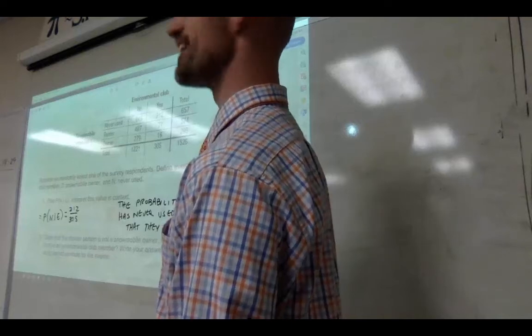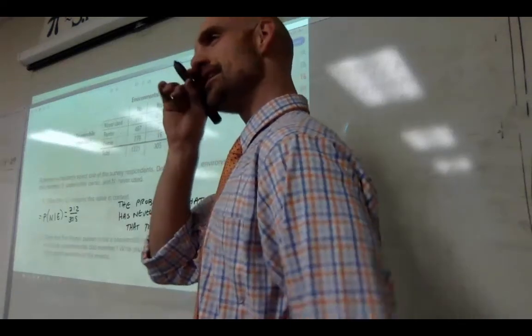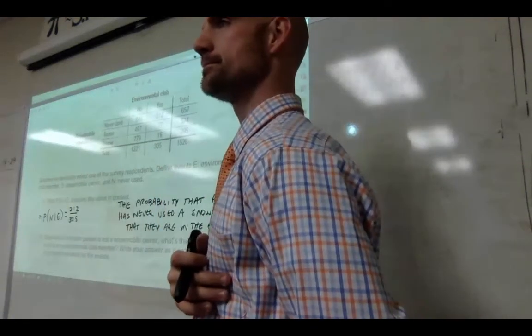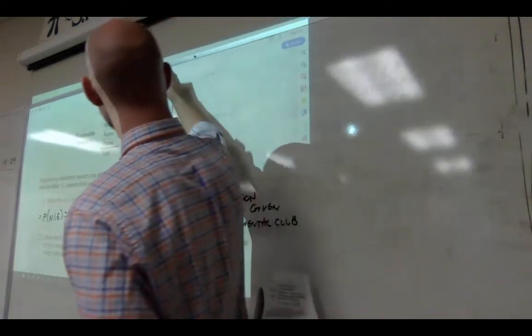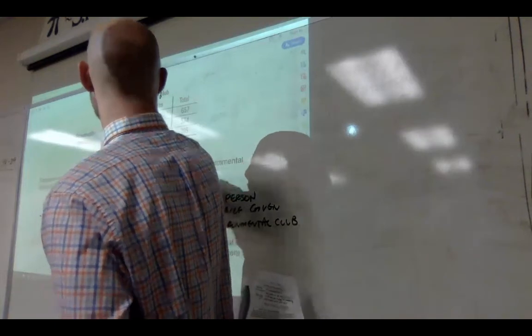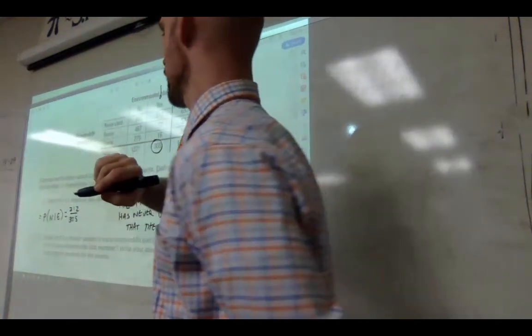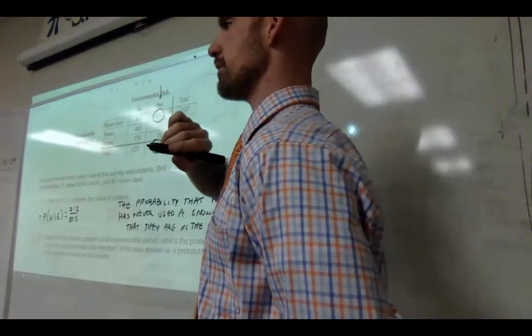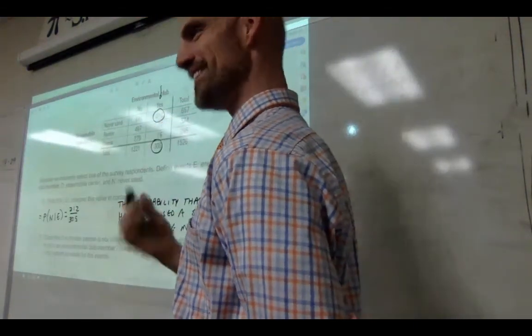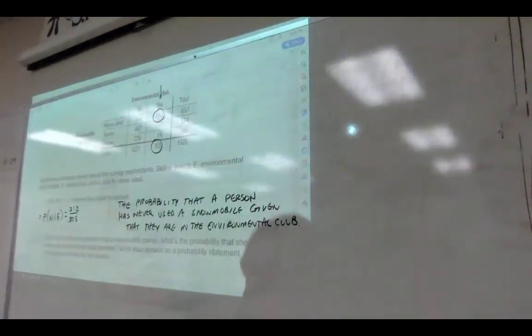I'm trying to decide, because I didn't include all of them. Why wouldn't it be right? No, that's right. Given that they're in the environmental club, these are all the people in the environmental club. So the probability that they've never used, given that they're in the environmental club. That's right. Now the whole renter thing makes it confusing. Because this is what happens on the test, right? You write something, you're like, oh, that's right.